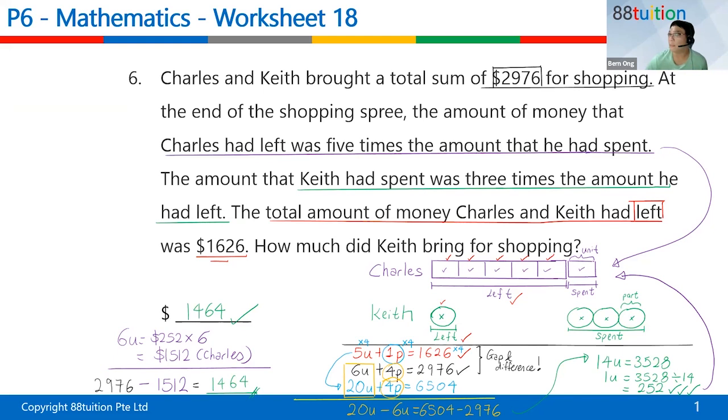Okay, so children, question number 6 done. Neat, very neat. Can do, can do. And you are trained already. You are trained to do all this. Come on, don't be shy.